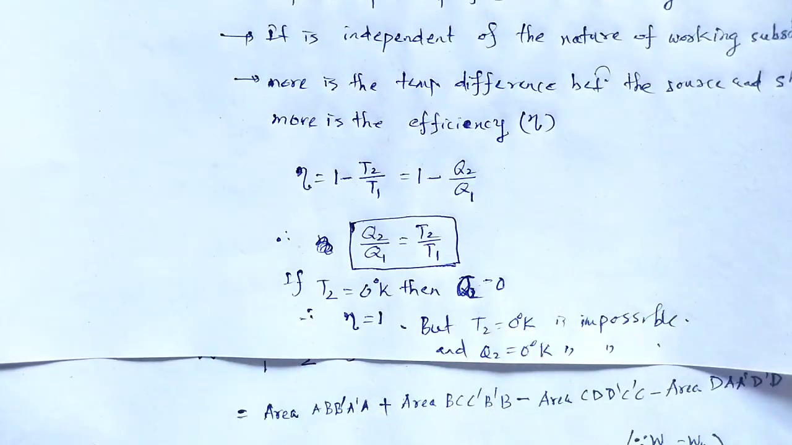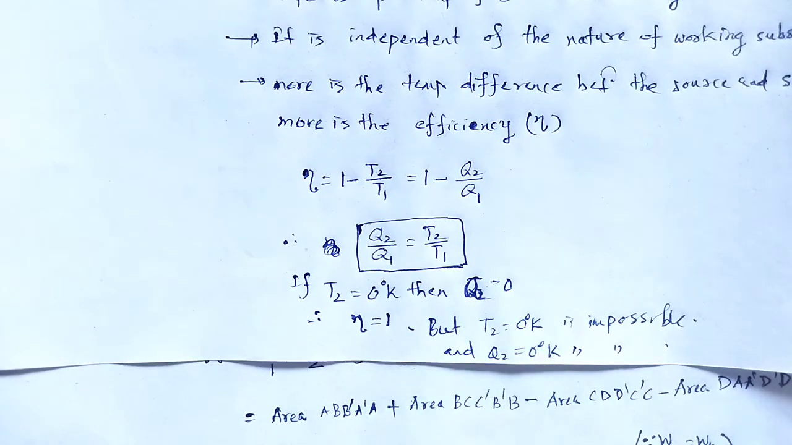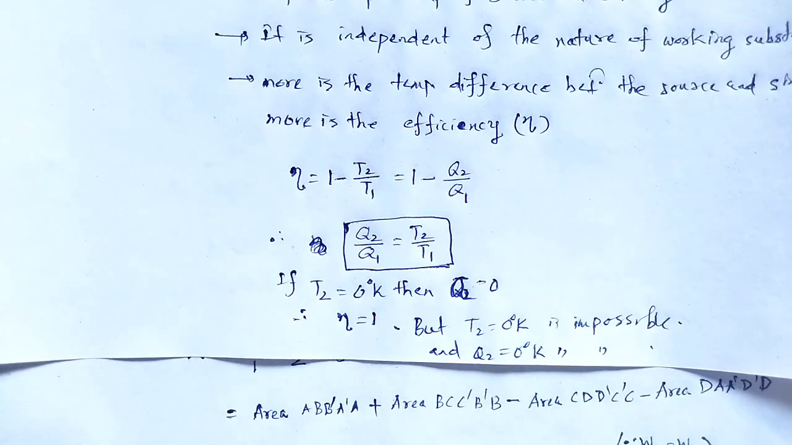In other words, it is not possible to convert the whole of the heat absorbed from the source into mechanical energy without rejecting a part of it to the sink. That means it is not possible to create a heat engine having 100% efficiency. That can be understood from that expression. So, this is all about the theoretical construction of the heat engine by Carnot, which is known as Carnot's heat engine.